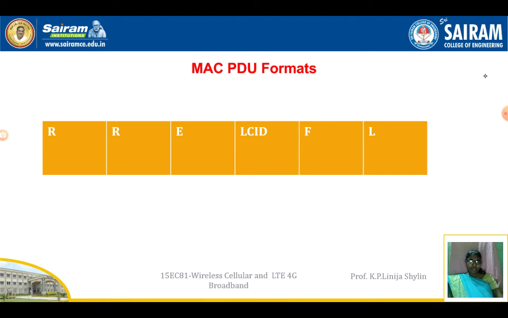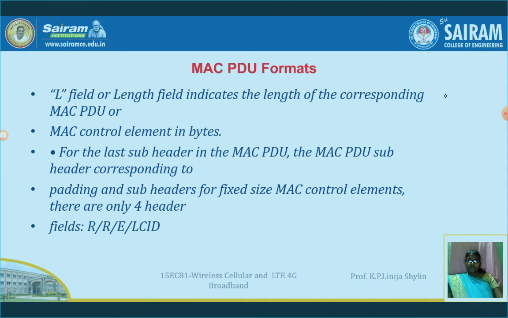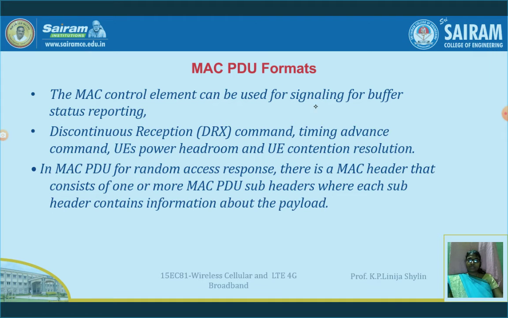Now followed by this, we'll see a field, that is, the MAC control element is signaling for buffer status reporting. So this is used for signaling for buffer status reporting. What are the things needed here? Discontinuous reception command, abbreviated as DRX, then timing advance command, then user equipment power headroom, then user equipment contention payload. These are all the things required in the signaling for buffer status reporting.